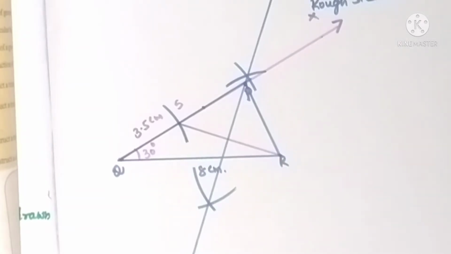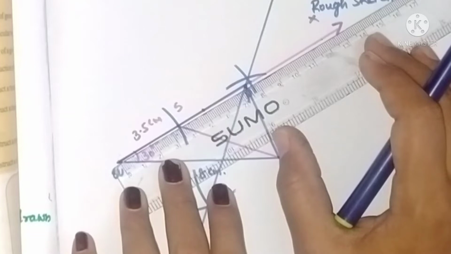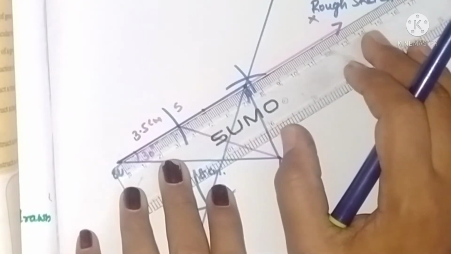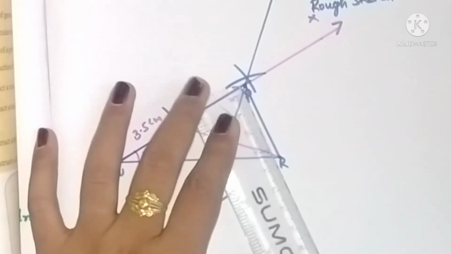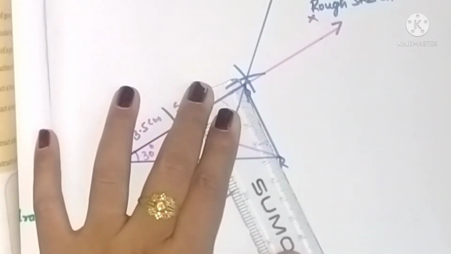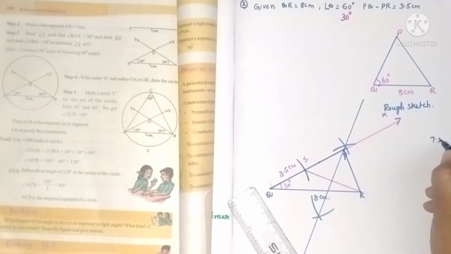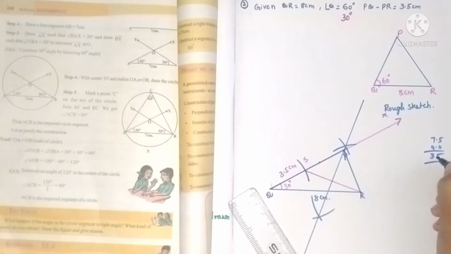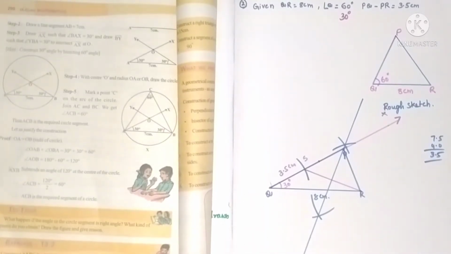PQR. So first measure it. PQ how much? It is 7.5. And PR, it is 4. Okay, so 7.5 minus 4 is 3.5 only, na? So our construction is correct.